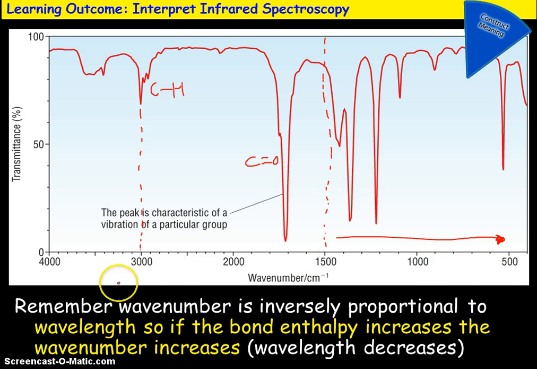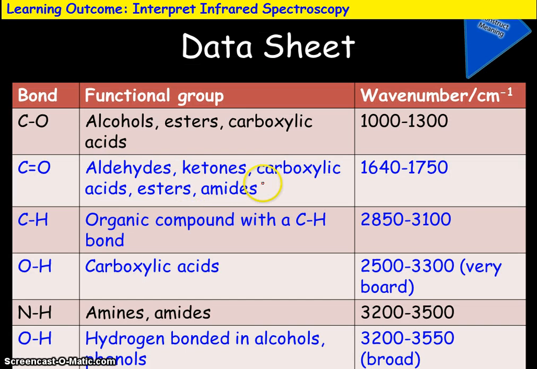Just to clarify the point about wave numbers, wave number is inversely proportional to wavelength, which is what we know from the equation we saw. So as the bond enthalpy increases, as the strength of the bond increases, the wave number increases. So as the wave number increases going this way, the bond enthalpy increases. So the bonds at this end have a higher bond enthalpy than the ones at the other end. So this is what you get from your data sheet. So the ones in blue are the ones that you mainly need to focus on.